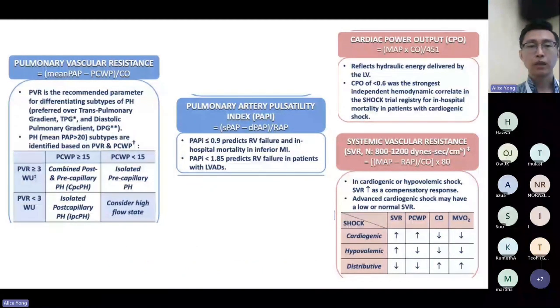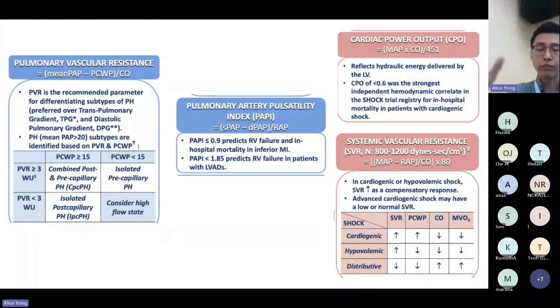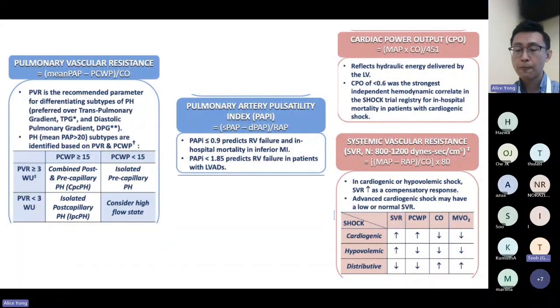What does it mean? I won't go through this, but I will share the 3 cases. So the numbers we get, and then we have a protocol. Just write down all the numbers and sit down and analyze it. That is what we should do now when we try to see what is going on with the patients. So that's a little bit of overview of the PA cath.